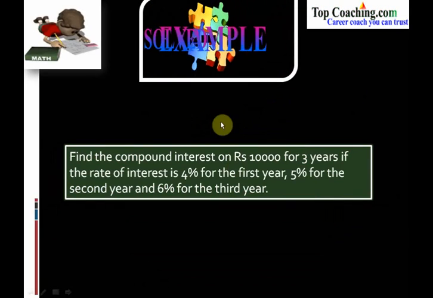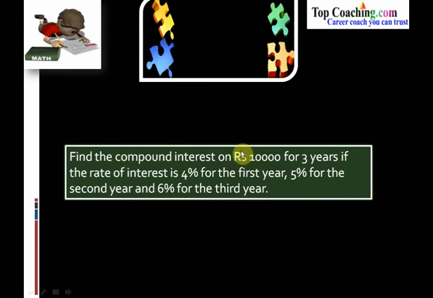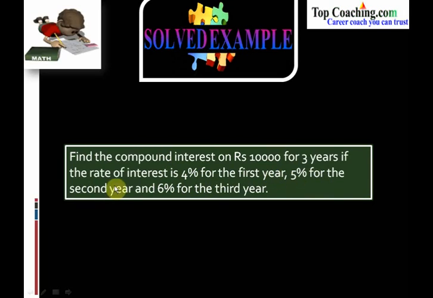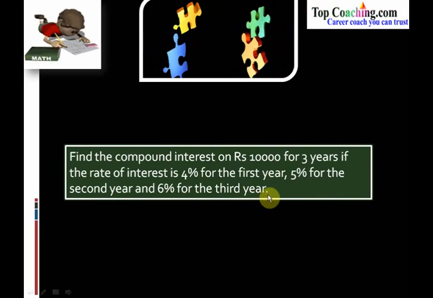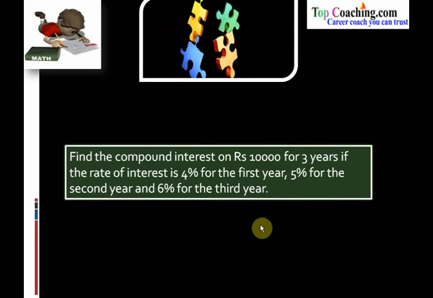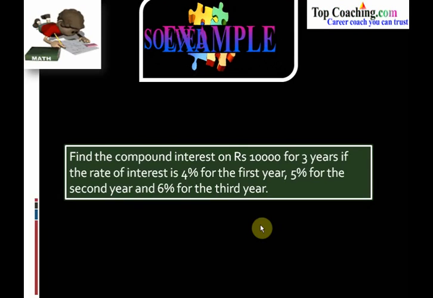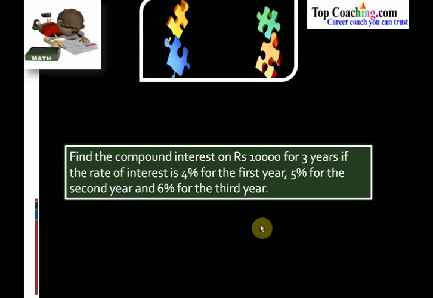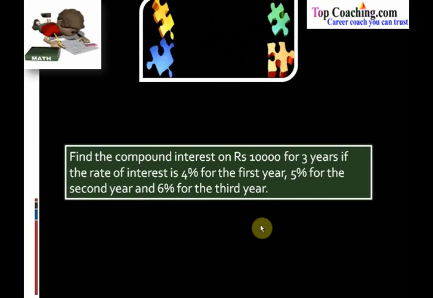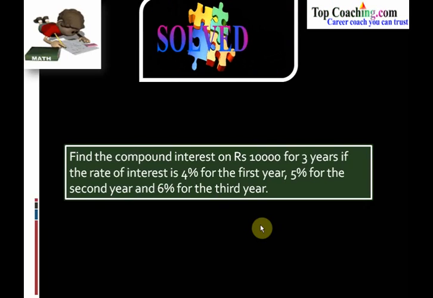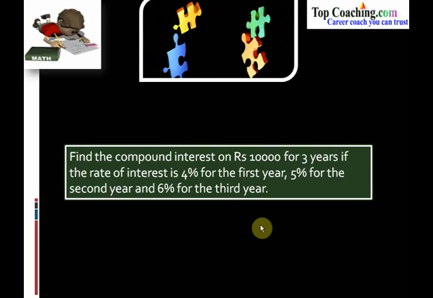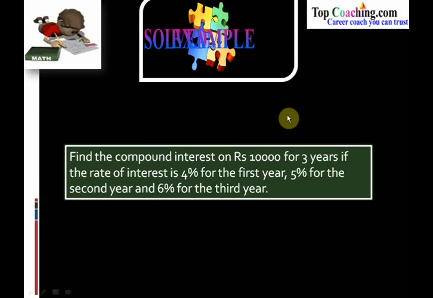Let's solve the last problem on this chapter, which says: find the compound interest on rupees 10,000 for 3 years if the rate of interest is 4% for the first year, 5% for the second year, and 6% for the third year. So in this problem, we have to find the compound interest on the amount 10,000 for 3 years. Note here that the rate percent is not constant. In the first year it's 4%, in the second year it's 5%, and in the third year it's 6%. So let's see how to solve this kind of a problem.